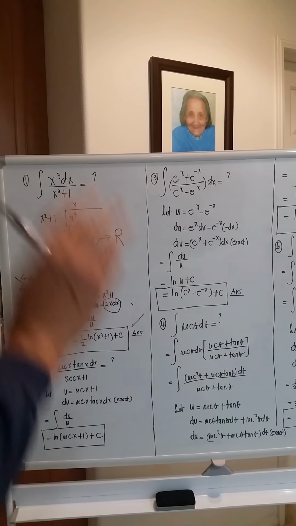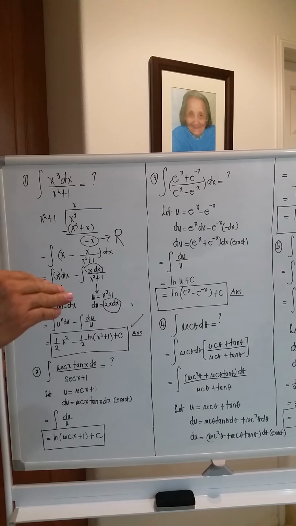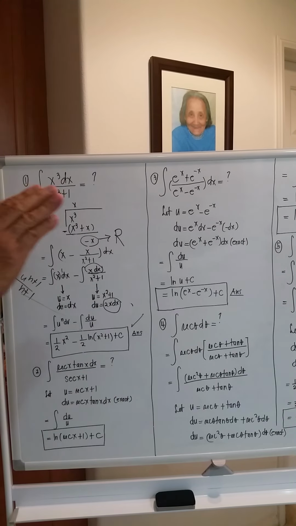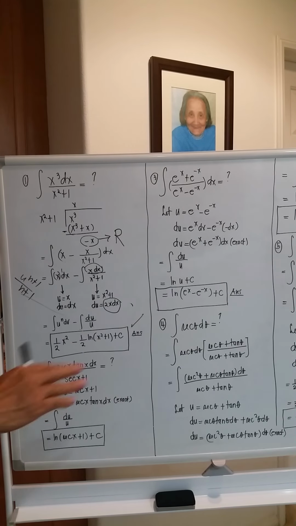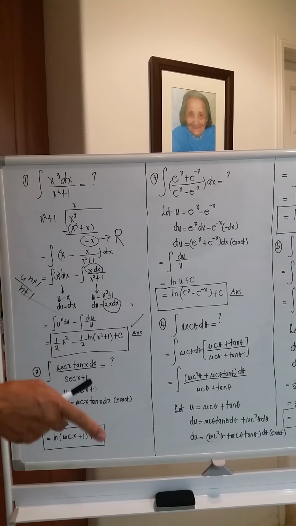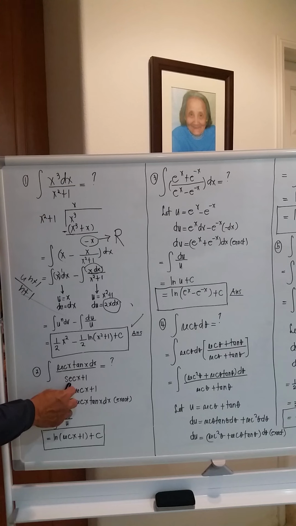Okay, let's proceed with problem number 2. Problem number 2 falls under integration of trigonometric functions. But the solution is under the natural logarithm, though the given function is trigonometric. The integral of secant of x tangent of x dx all over secant of x plus 1.